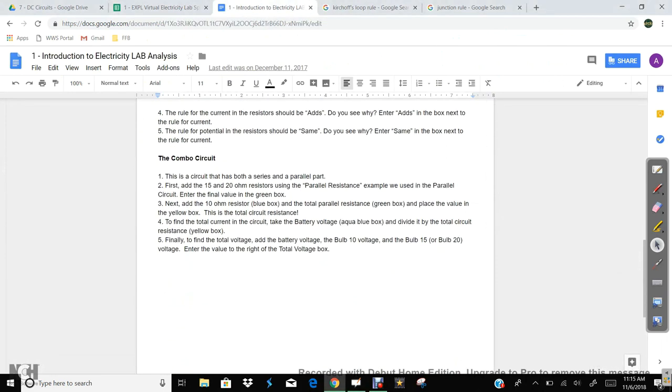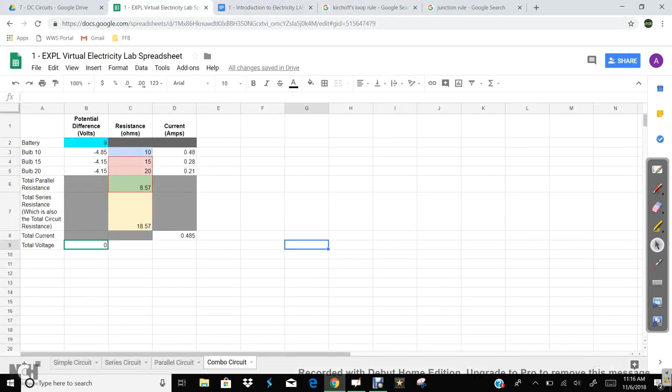Okay, so now the combo circuit. And the combo circuit can be a little tricky, but we'll do lots of practice with it. So this one has a series and a parallel part. So it says first add the 15 and 20 ohm resistors to the parallel resistance example we used in the parallel circuit. Enter the final value in the green box. So for this one, we're going to look at this real quick. Let's go over to the combo circuit. So the blue one right here is showing that bulb 10 is in series, basically. And then bulbs 15 and 20 are in parallel.